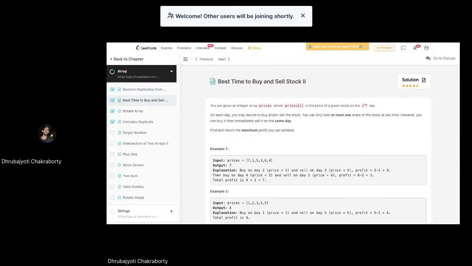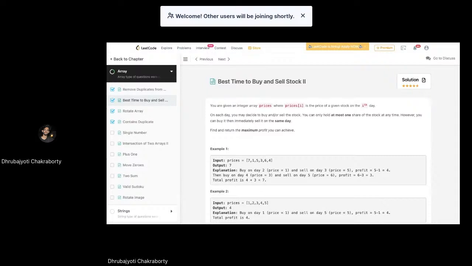It's pretty similar to the earlier problem, but in this case, they allow us to make that transaction multiple times, right? So you will not buy and sell the stock just one time, but rather you'll buy the stock and sell the stock, and again you can buy the stock and again sell the stock. That is what the question says. After doing iterative buying and selling of stocks, what is the maximum profit that you can generate? That is the entire question.